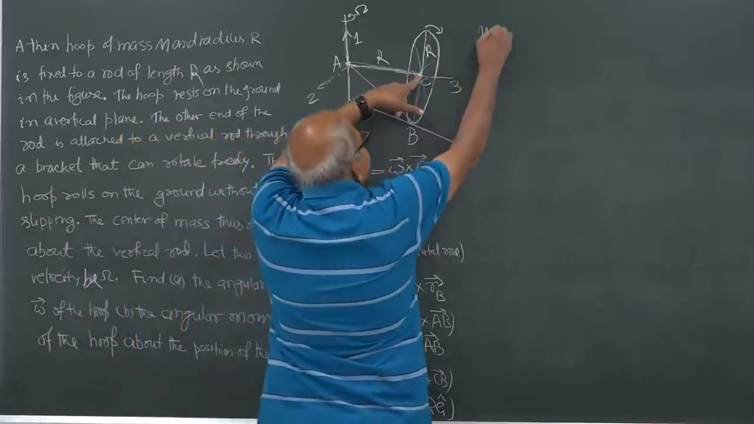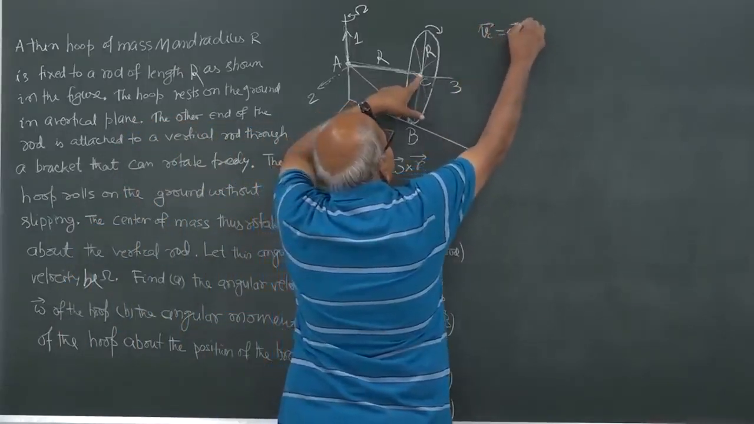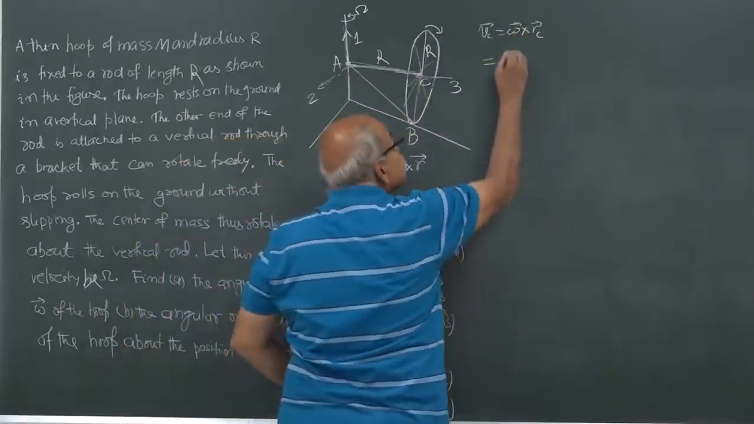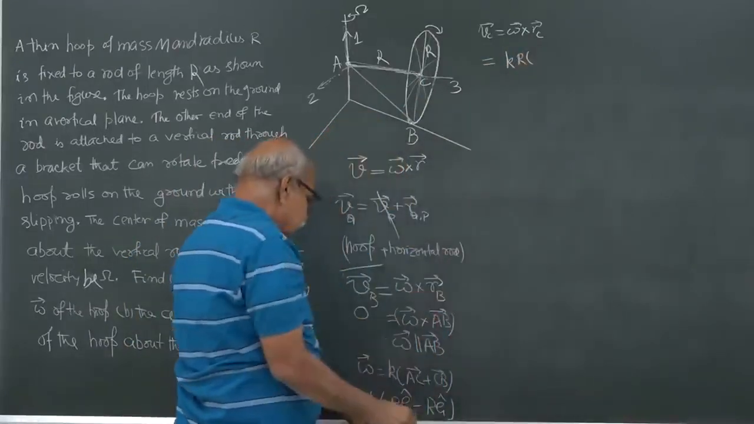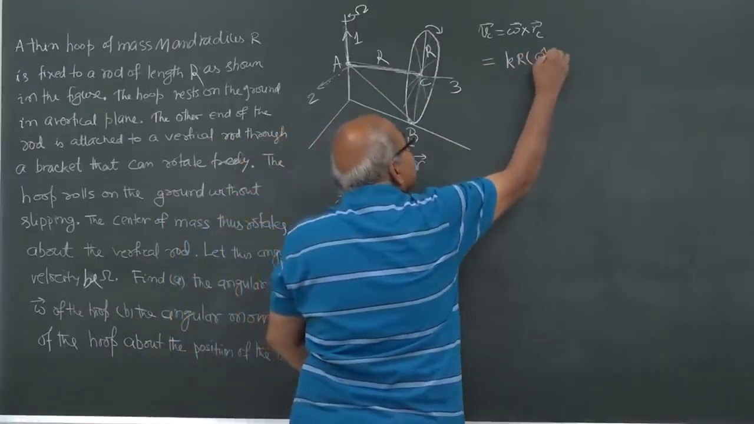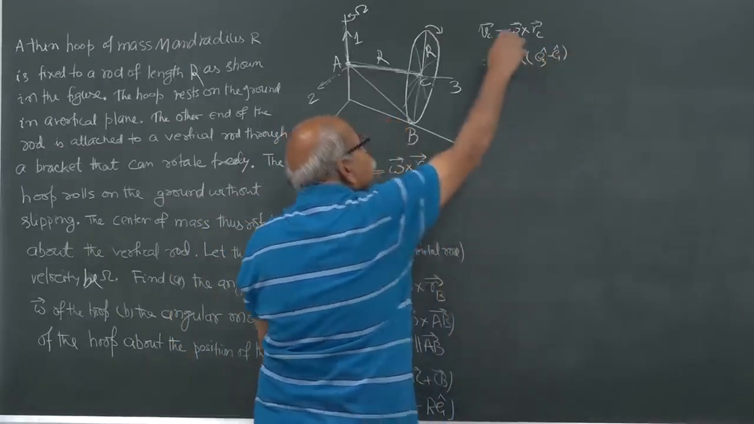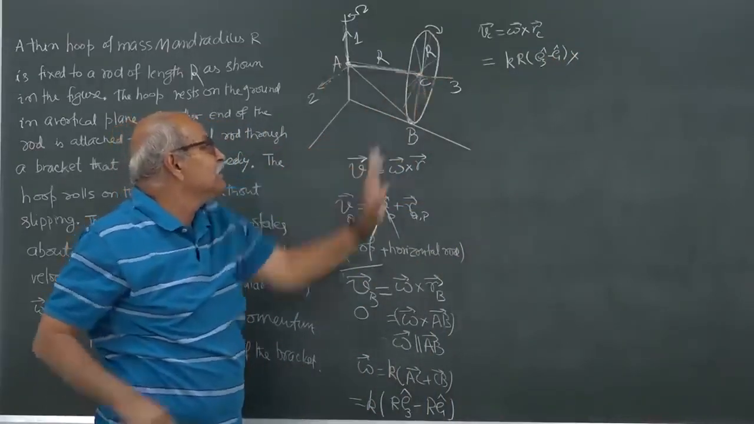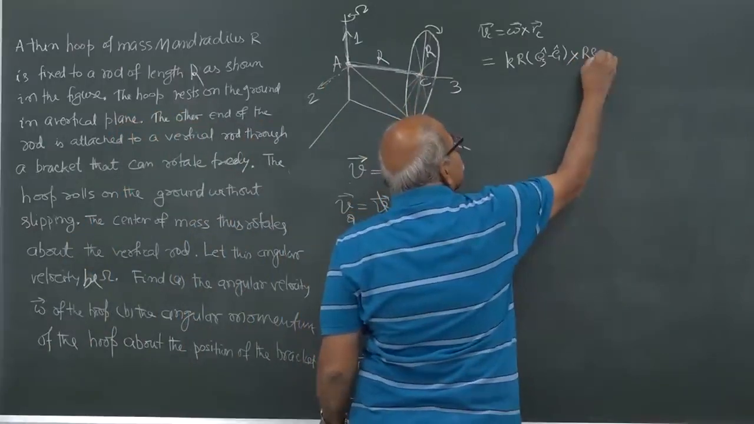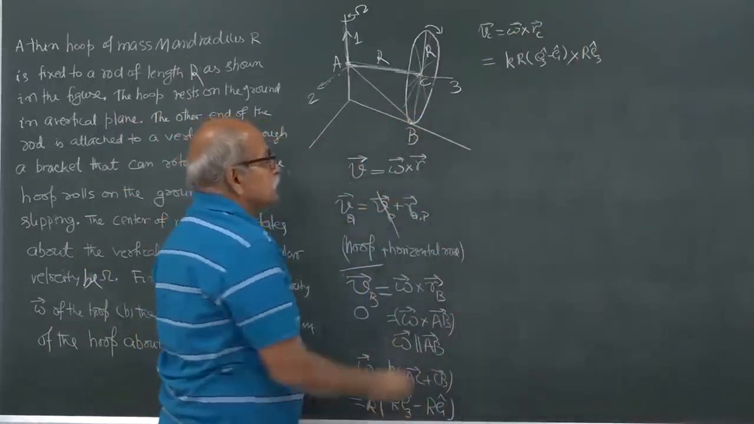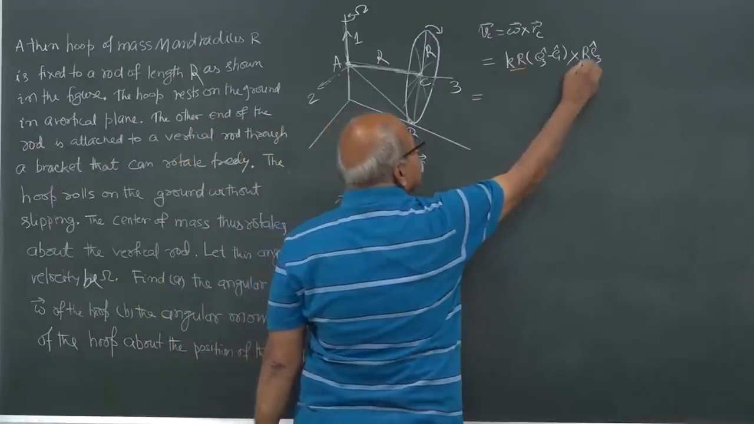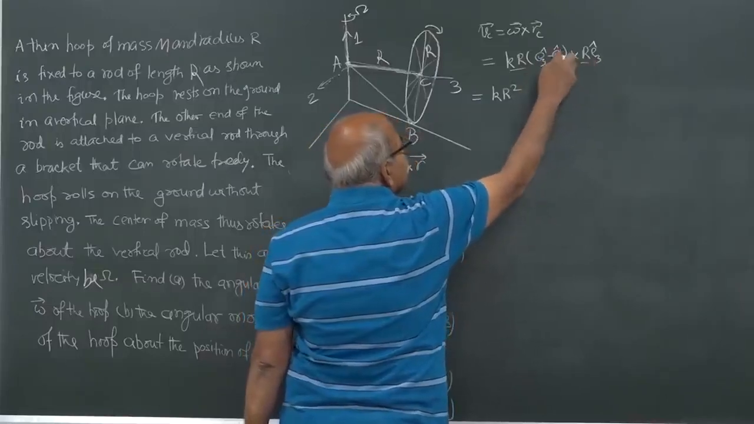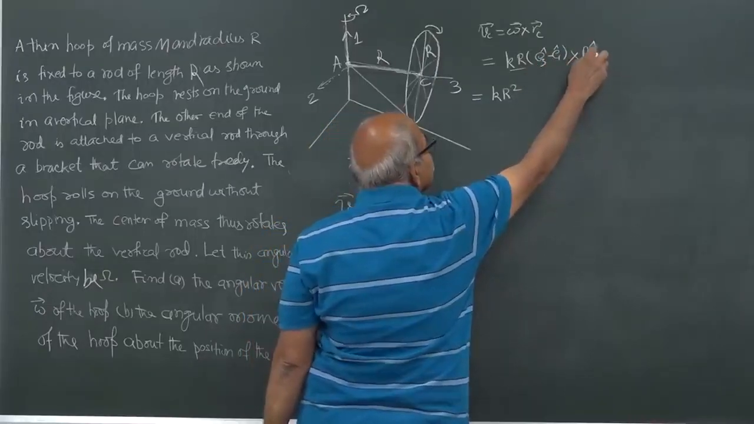The velocity of point C is equal to omega cross the position vector of C, and omega is K times R, E3 cap minus E1 cap, cross R of C, the position vector of C, which is R E3 cap. And that you can write now as K R square times, E3 cap cross E3 cap is 0 and minus E1 cap cross E3 cap will be E2 cap.